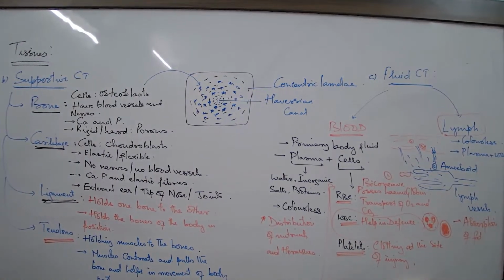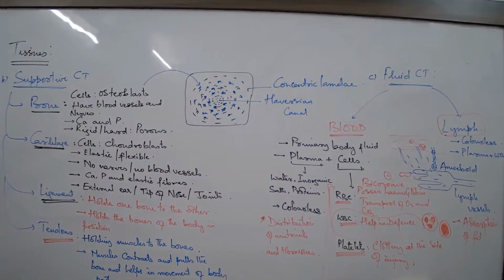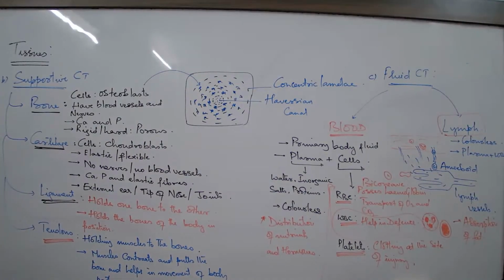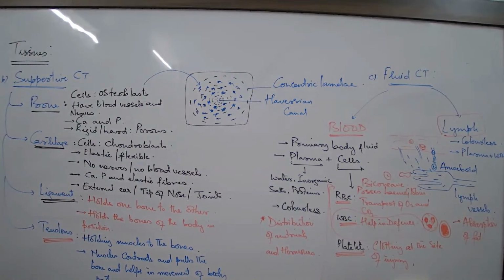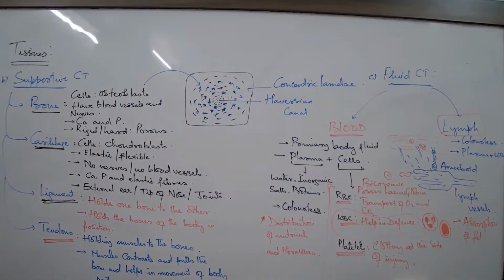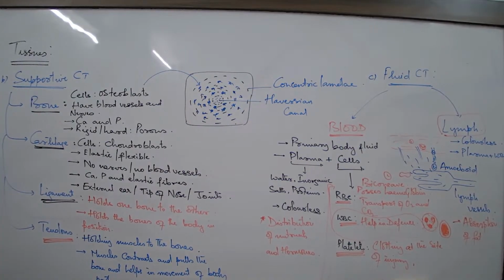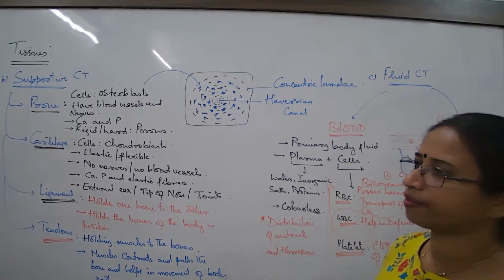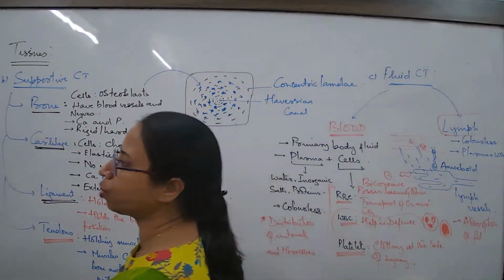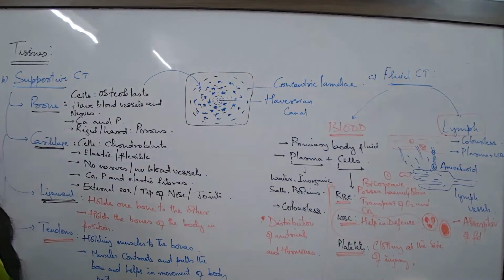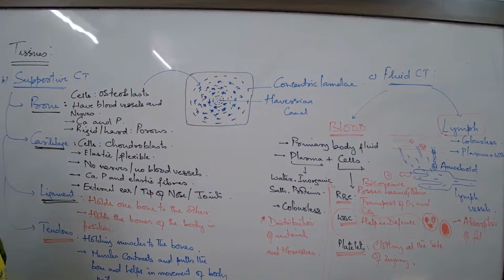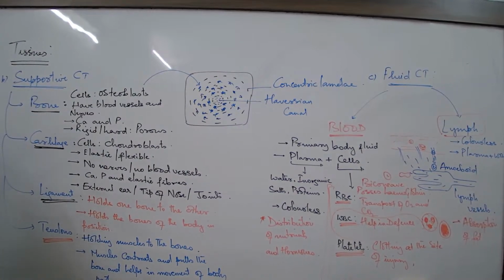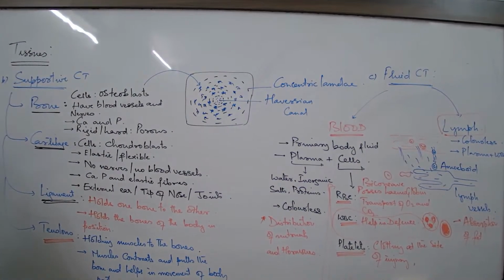Blood is red in color due to the presence of hemoglobin. Check the spelling. Other side, lymph is colorless. Lymph colorless.